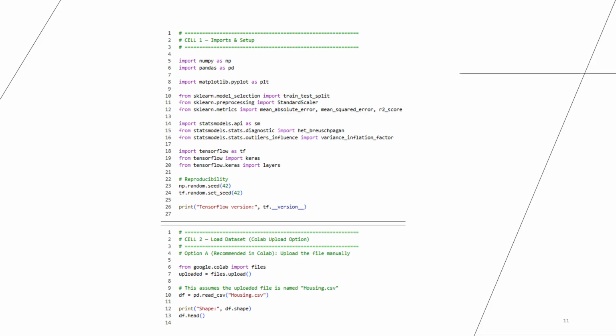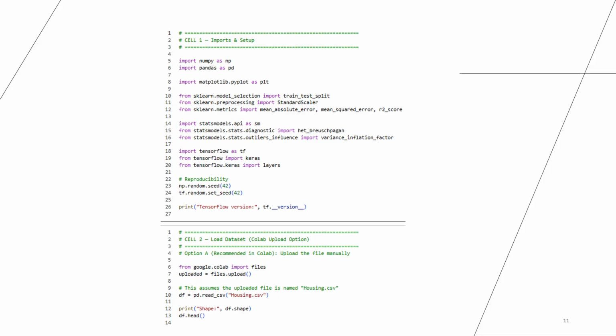We also import StandardScaler, because scaling is extremely important for neural networks. If one feature has values in the thousands and another feature has values between 0 and 1, the model can struggle to learn effectively. Scaling puts everything on a comparable range, so training is more stable and efficient.